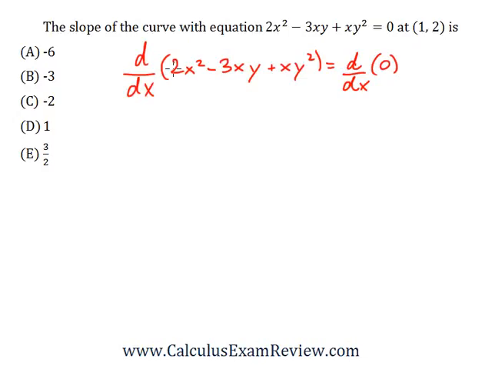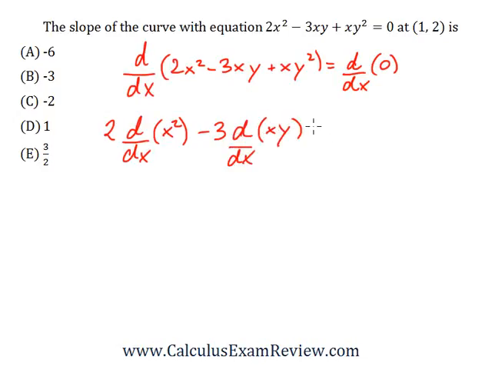But now the derivative of 2x squared is just going to be 2 times the derivative of x squared, right? You can just do that. You can remove the constant from within the derivative because that's a property of derivatives. And very similarly, you can rewrite this as minus 3 d/dx of x times y plus d/dx of xy squared equals, now the derivative of 0 is just 0.